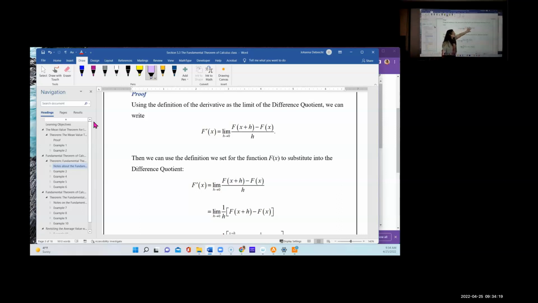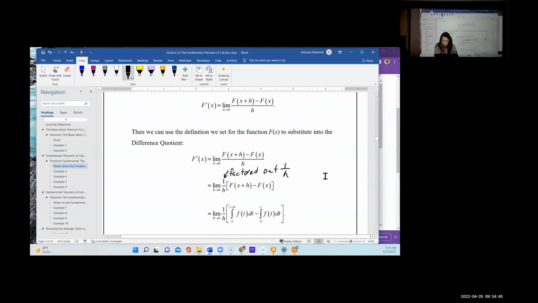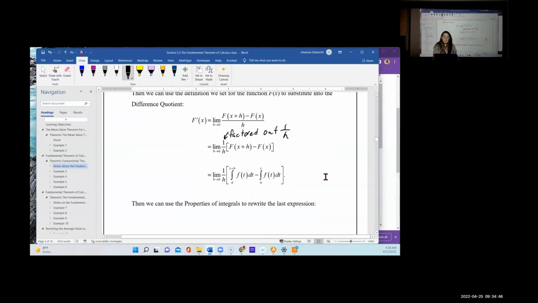So we're going to use the difference quotient definition. Then we're going to take the difference quotient definition and factor out the 1 over h. So you can see that the 1 over h is just being factored out. That leaves us with f of x plus h minus f of x. Now we're going to use the definition of what we defined f of x to be.